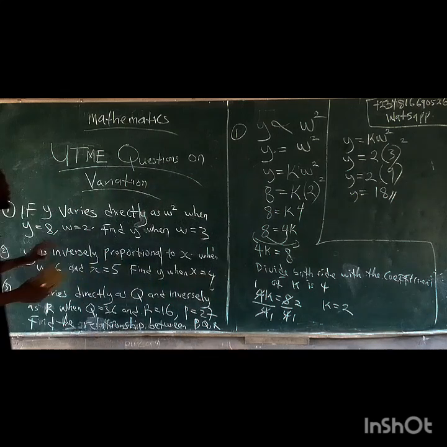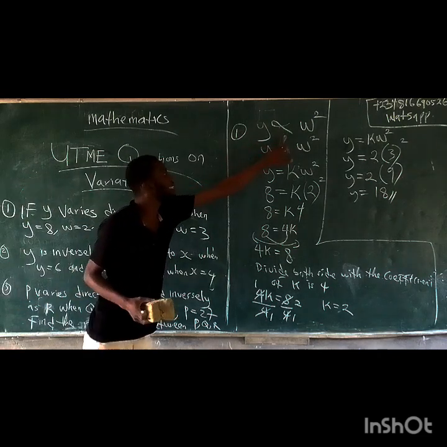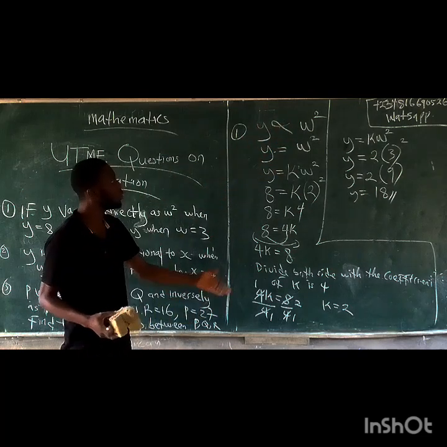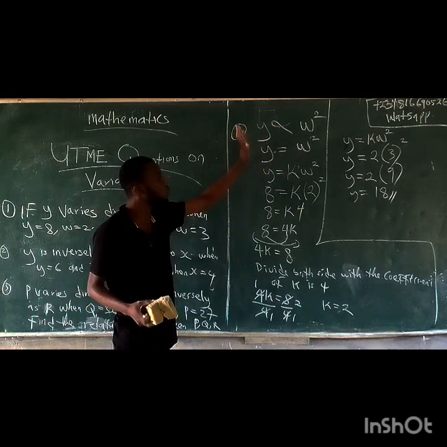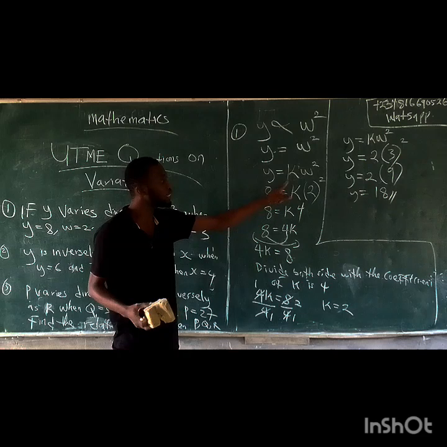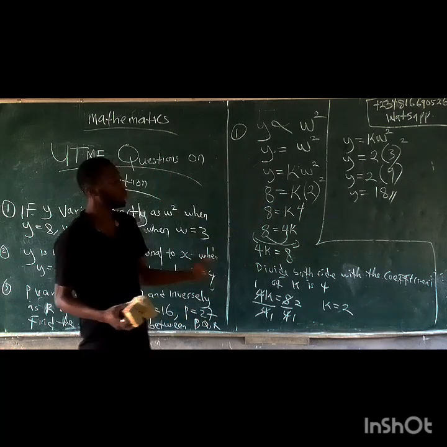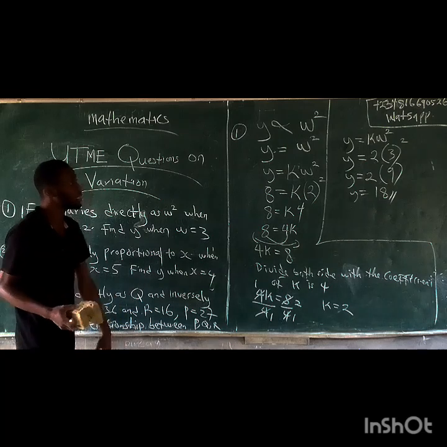Now, what we call this, you need to determine what type of variation this is, which is direct variation. Then we approach it by saying y varies directly as what? W squared. Then you follow the procedure, then the sign turns to what? Equal sign. Then you now introduce your constant because you don't know the constant. Because the first thing you need to do is identify your constant, you need to find your constant.